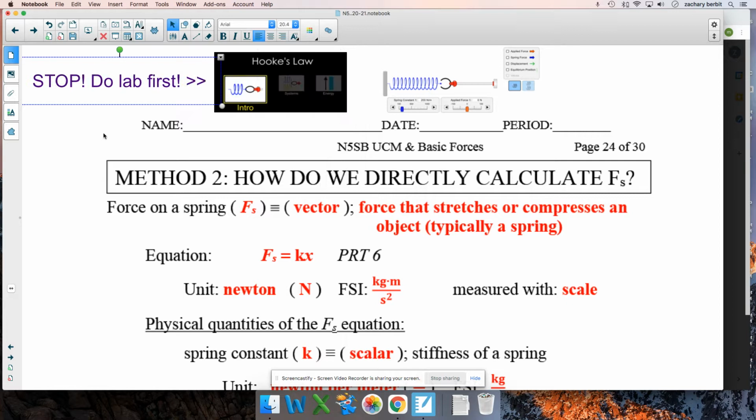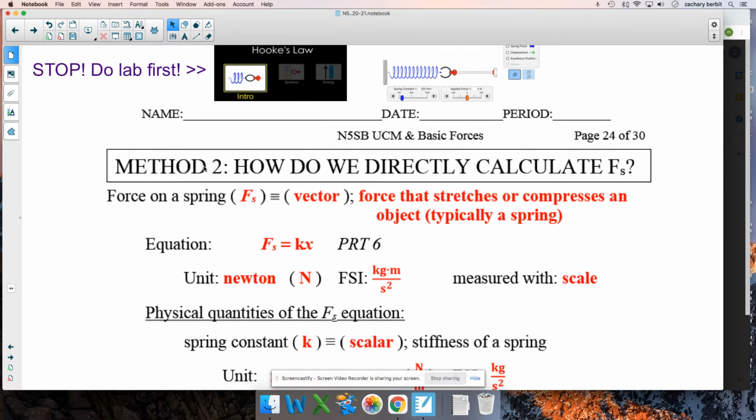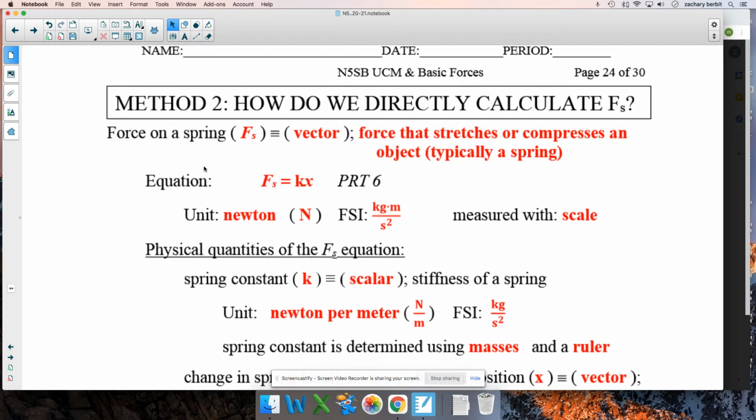All right. Anyway, let's get back over here. Assuming you've already done the lab, how do we directly calculate the force in a spring? Force in a spring, real simple. You've got a spring, it has to be attached to something. Here it is. It's got some sort of end, and you pull on it. There it is. There's your force on the spring. That's it. Now the spring, of course, resists. You pull, the spring pulls back.